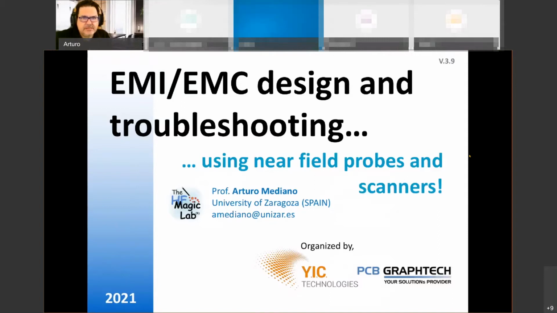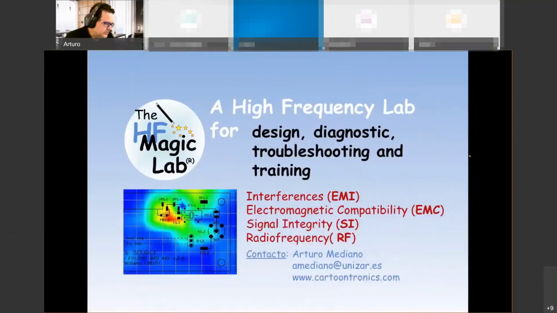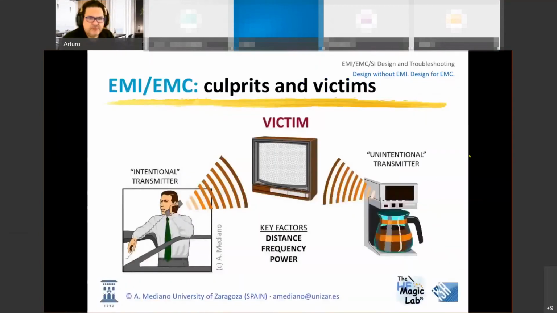About scanning in the near field and trying to learn something about EMI and EMC from not a very complex theory point of view, but with a lot of demo circuits. Okay, so let's start with the first idea that is important from my point of view for EMI and EMC, especially for the people that are not familiar.